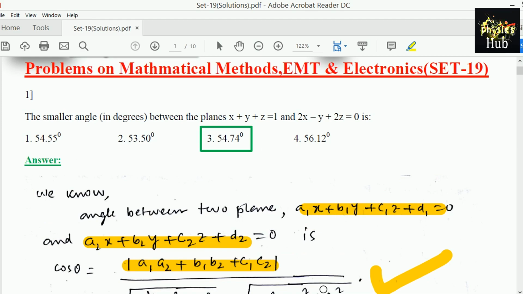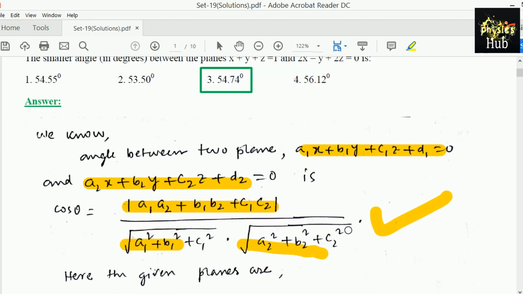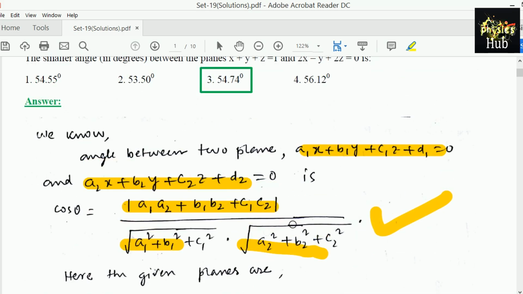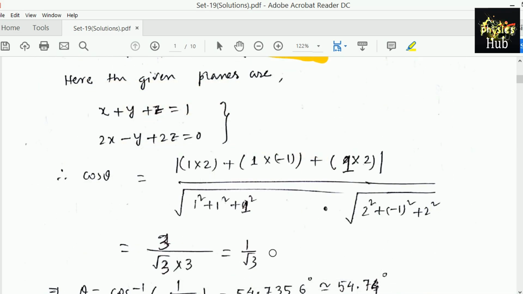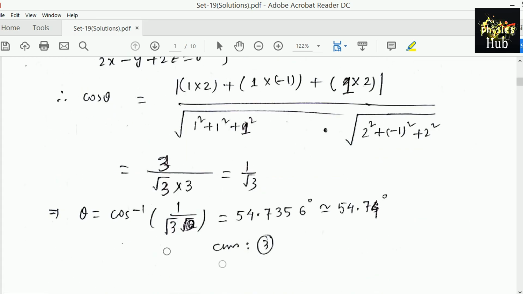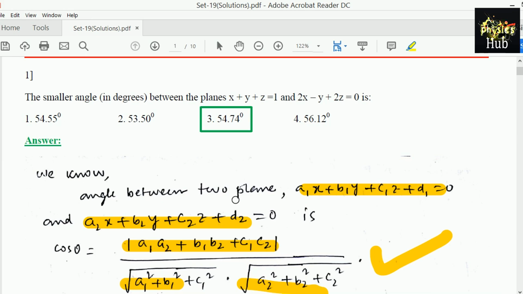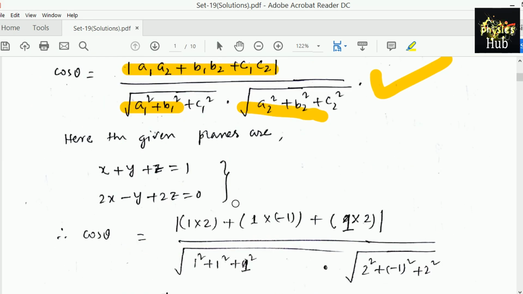So a1 is here 1, a2 is 2, then b1, b2, b3 all are given. So you just compare and replace the values here, and you will get that cos theta equals to 1 by root 3. Therefore theta equals to cos inverse 1 by root 3, which is equals to 54.7356 degree, approximately 54.74 degree, and it is matching with option 3. So option 3 is the correct option.